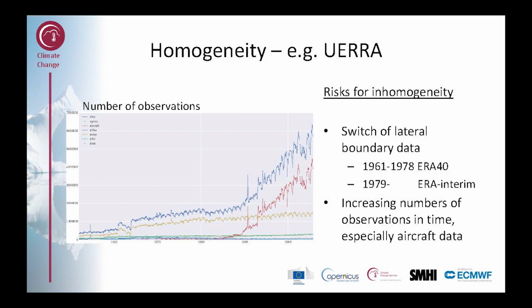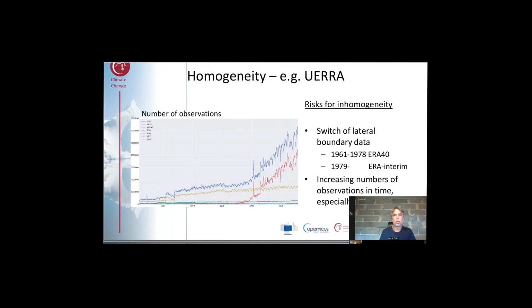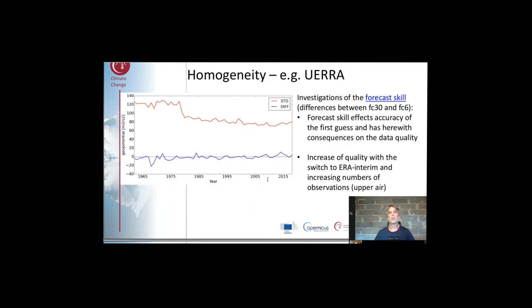Another thing for the regional reanalysis is that we have boundary conditions. We have models on the boundaries. And for UERRA, we had to switch in 1979, where we switched from ERA 40 to ERA interim. And you will see that that had a quite clear impact on the quality of the reanalysis.